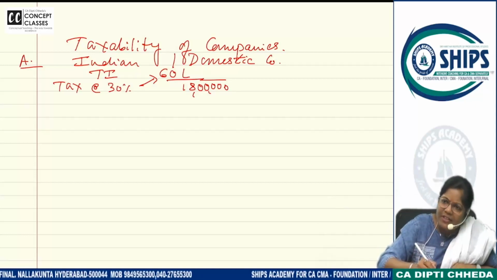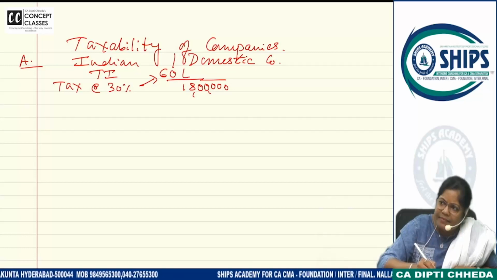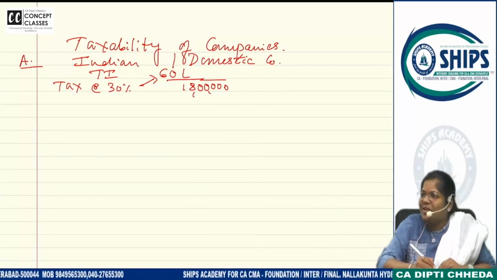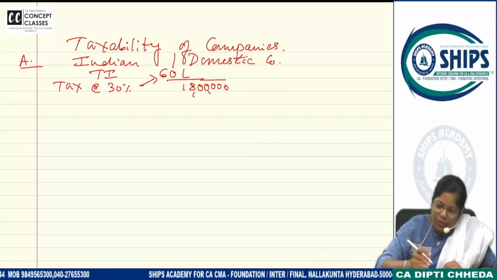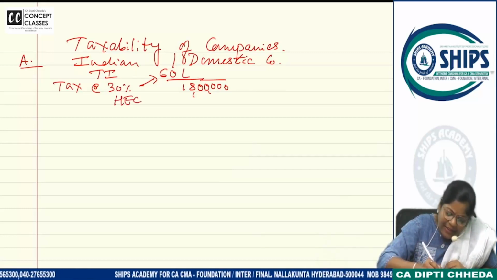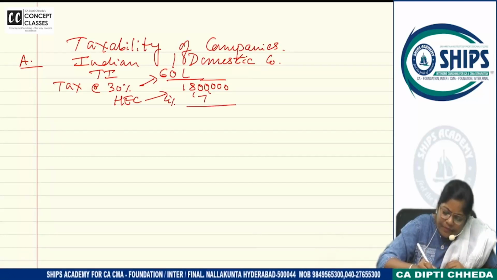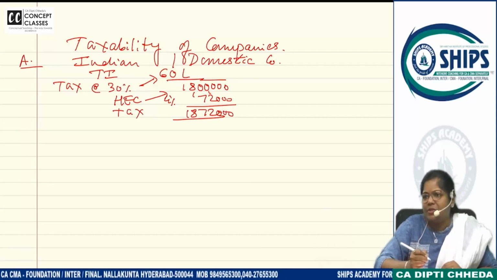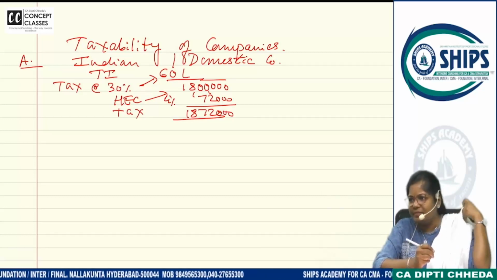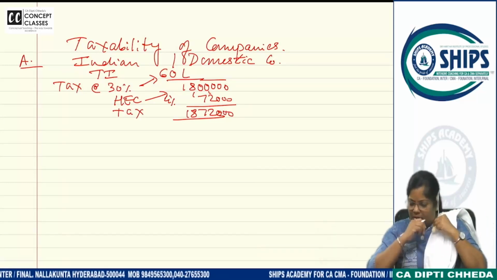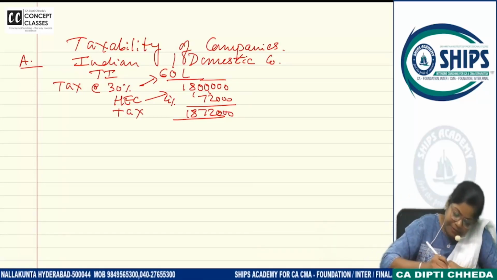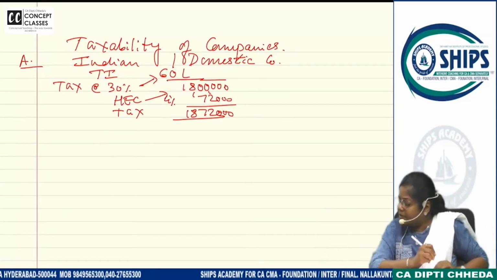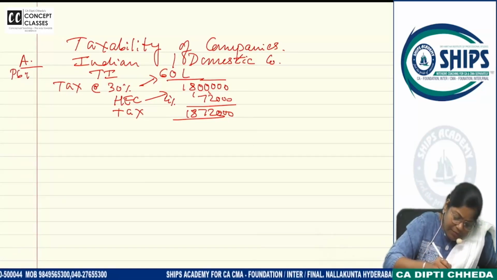Shall we add surcharge here? Why? Surcharge for companies above 1 crore. So no surcharge. Directly health and education cess 4%. कितना आ रहा है? And tax is 18,72,000. All right, clear? Problem number, I missed, this is problem number 15th.